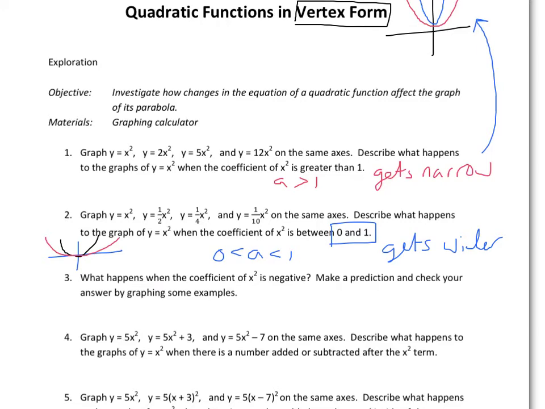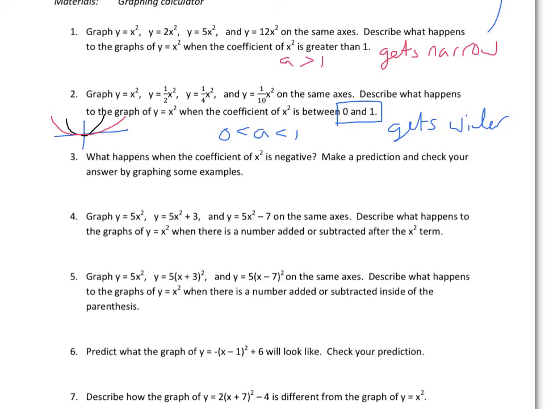Next one, what happens if the x squared, or the a, is negative? And we talked about this. That is that it opens downward.